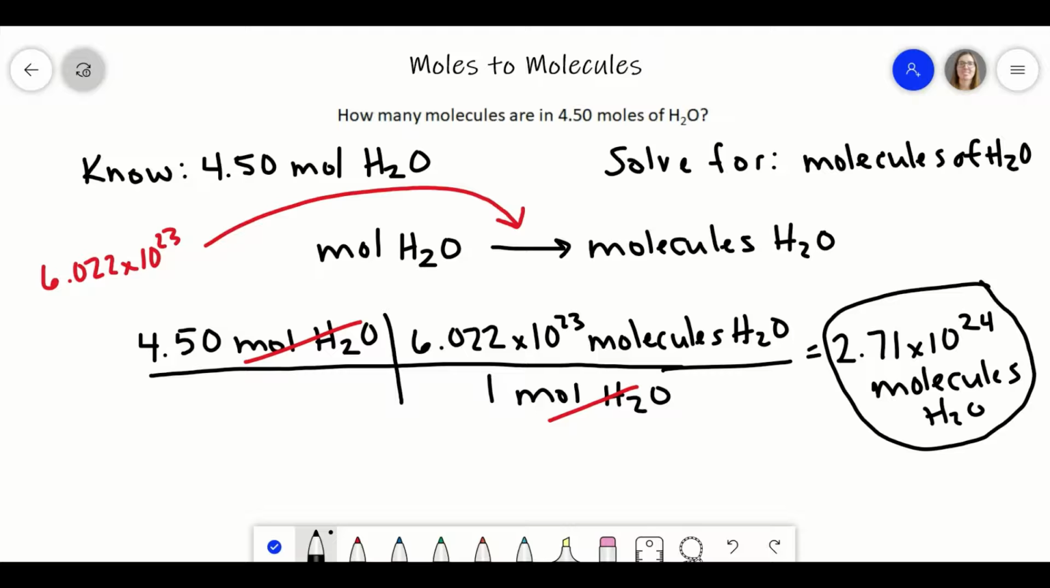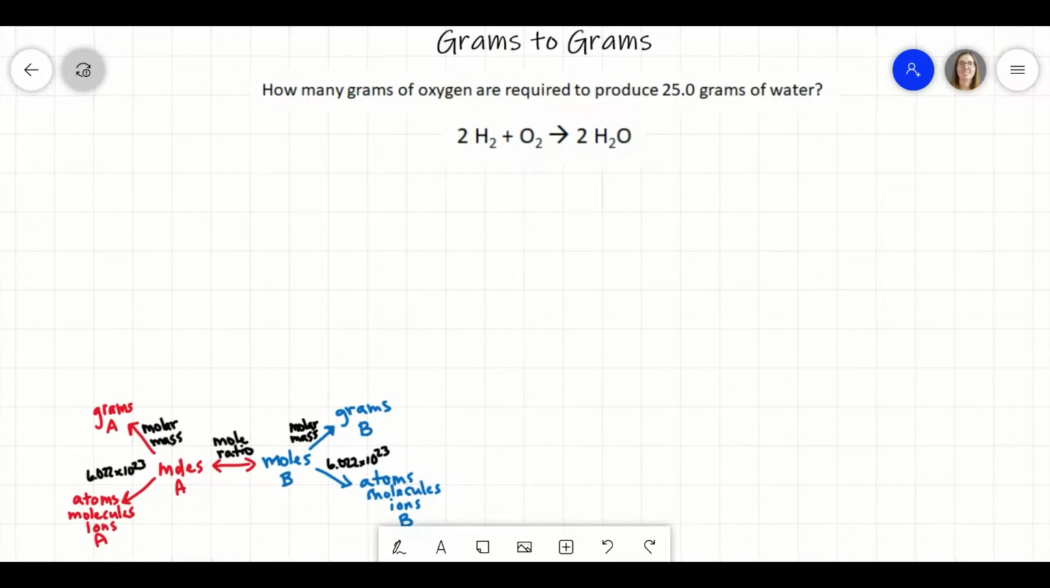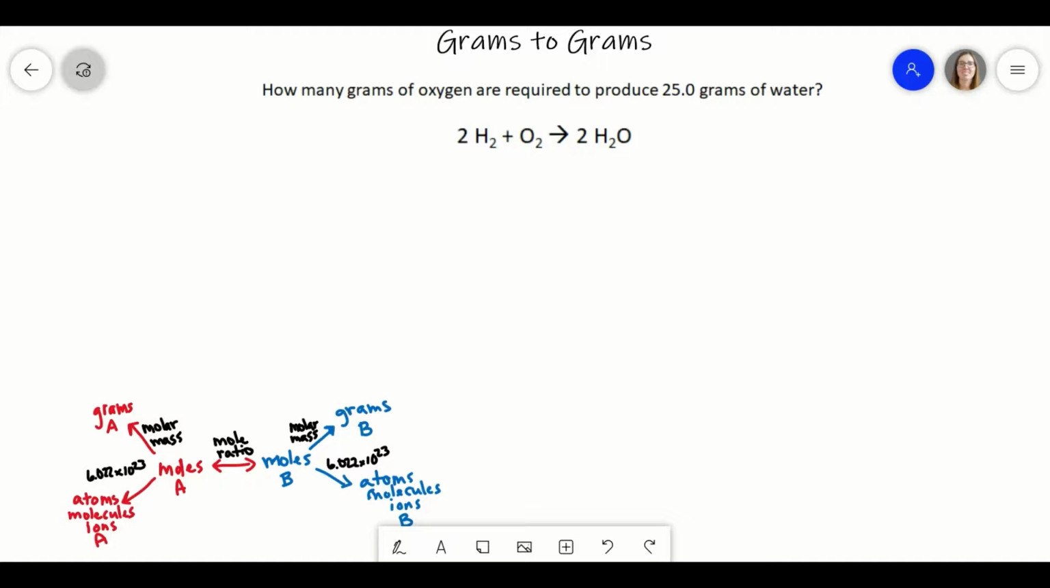Let's look at one more really common type of conversion, and that's a grams to grams calculation. Before we dive into that problem, I want to draw your attention to the guide that's in the bottom left corner of your screen. So this is kind of a summary of what we've been doing so far, and also how we're going to tackle our grams to grams calculation.